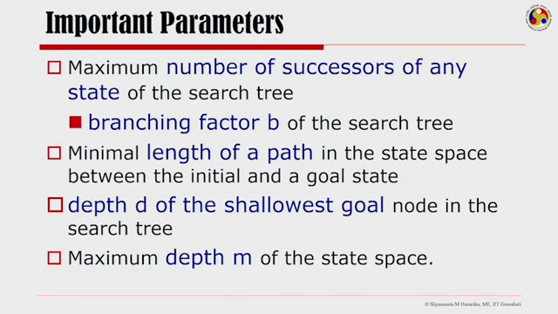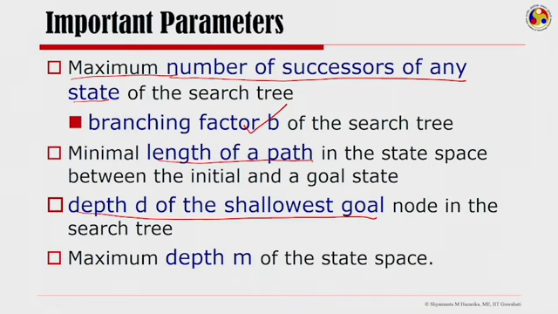So what are the important parameters that one needs to really look at before we go into looking at the search techniques and evaluation of them? These three interesting things need to be remembered. We talk of the number of successors of any state, the maximum number; that's called the branching factor. Then we talk of the length of a path in the state space, the minimal length, which is the depth of the shallowest goal, that's D. So we need to understand something about D and something about B.